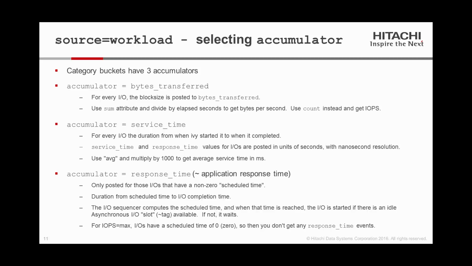And the count in bytes transferred or the count in service time is the number of I/Os. So if you're looking for IOPS, you're probably going to want to use the count accessor. If you want to get the service time, then you probably want to use the average accessor.